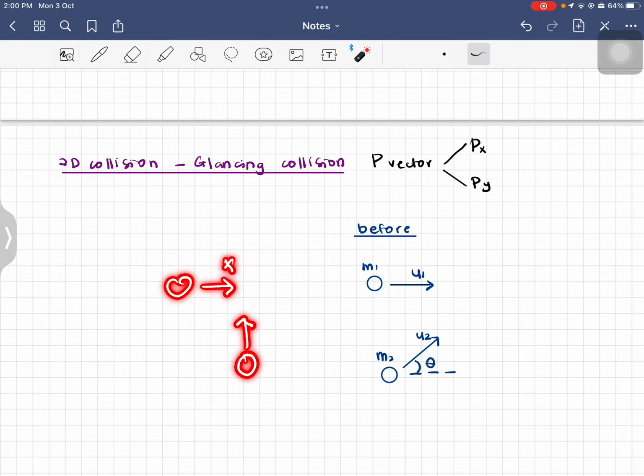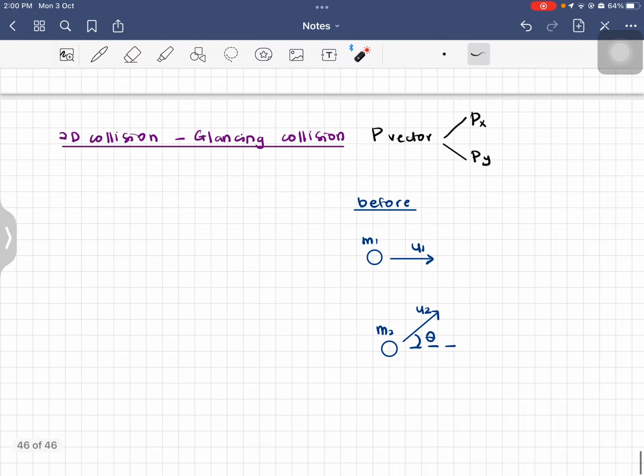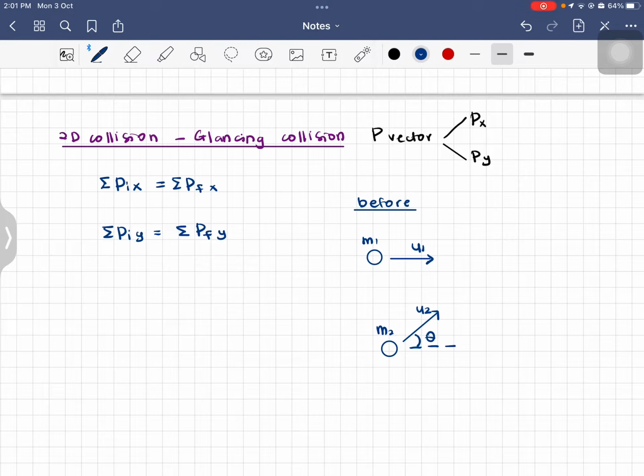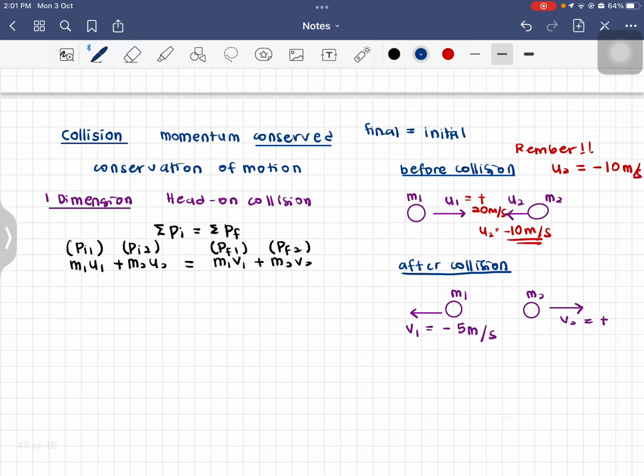Yang ni dekat paksi X, yang ni dekat paksi Y. Here kita kenali dia sebagai glancing collision. What happen here? You akan dapat you punya vektor, you punya momentum, kita kena pecahkan. Summation, conservation of momentum in X component dan conservation of momentum in Y component. Kena asingkan, you tak boleh samakan. Kalau you menggunakan cara di atas ni, you menggunakan equation yang ni, you jadi salah.